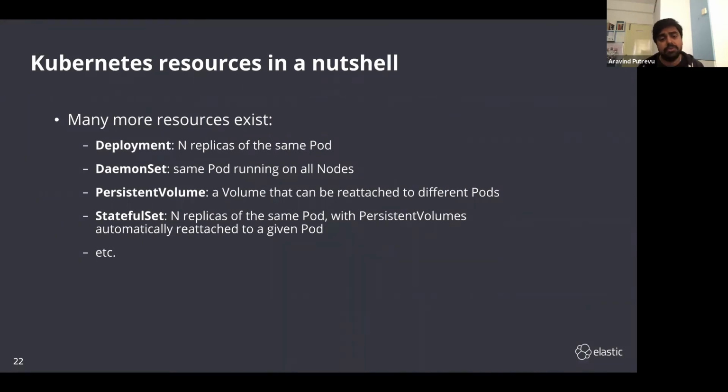There are many more resources that exist, like deployments and daemon sets. Daemon sets are a bunch of services or binaries that run on all nodes. For example, you can deploy Beats as a daemon set. That means Filebeat, Metricbeat, Packetbeat, all of them can be run as a daemon set to get all the container logs, system logs, everything, and ship them out for monitoring, etc. You can also attach persistent volumes.